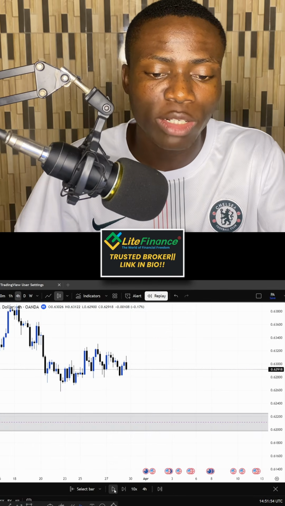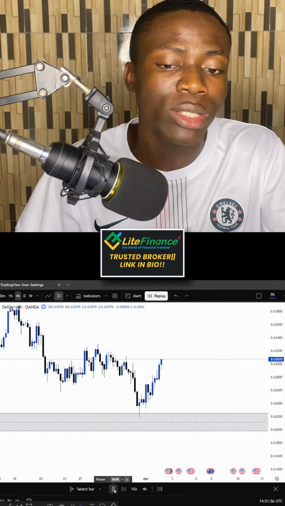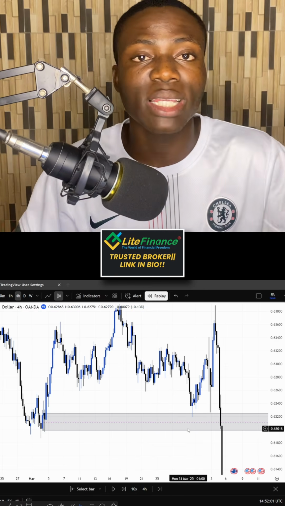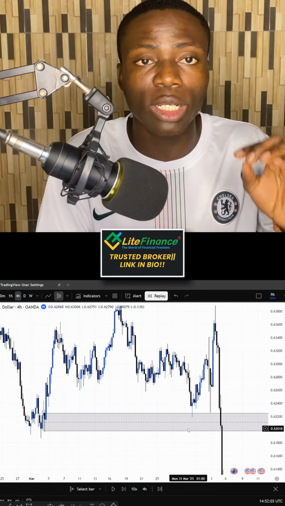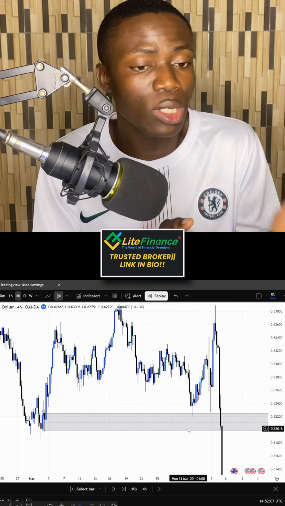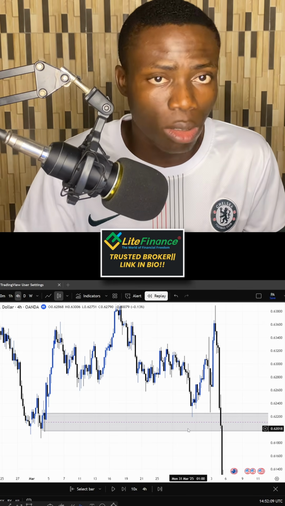Now let's see how it plays out. Actually, I already know how it will play out. So that is basically how it played out. So this is the difference between order blocks and supply and demand. Order blocks are refined levels that are refined out of supply and demand. Basically, you need supply and demand to be able to get an order block.